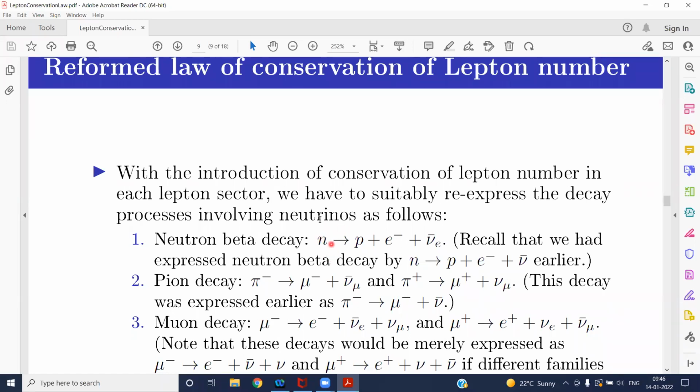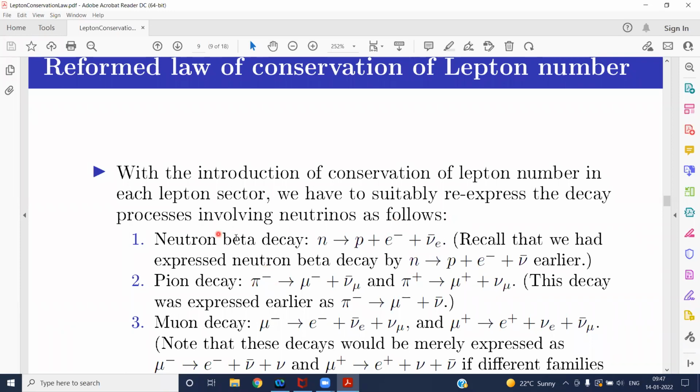Does the neutron belong to the electron lepton family? 0, ma'am. It is 0. Proton? 0, ma'am. Electron? 1. And nu bar. Now you have to ask, is this nu bar nu mu bar or nu e bar? If it is nu mu bar, what is the electron lepton number for a nu mu bar? 0, ma'am. But it is a nu e bar, so the electron lepton number is -1. So e minus has +1, nu bar has -1 for the electron variety, so the total is 0.